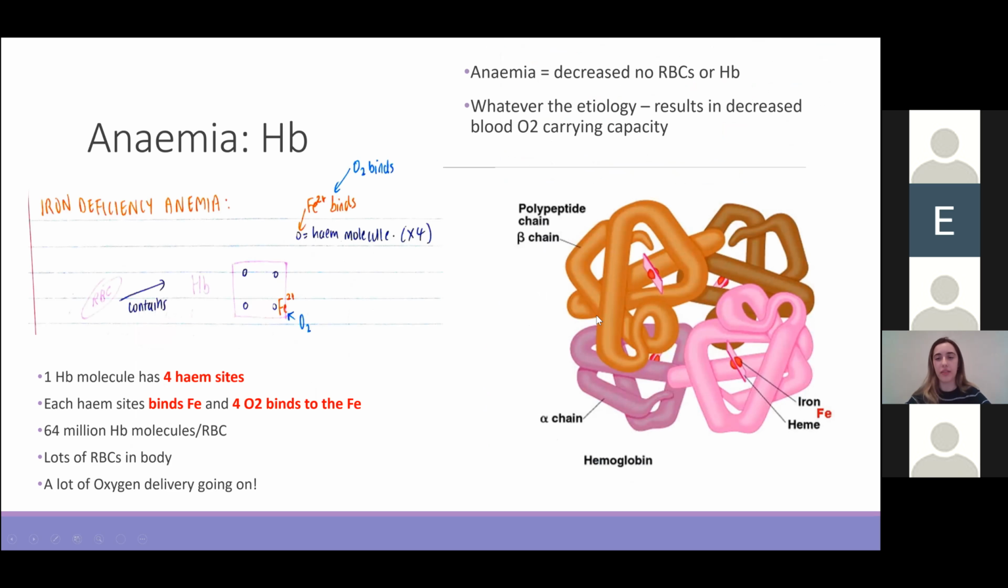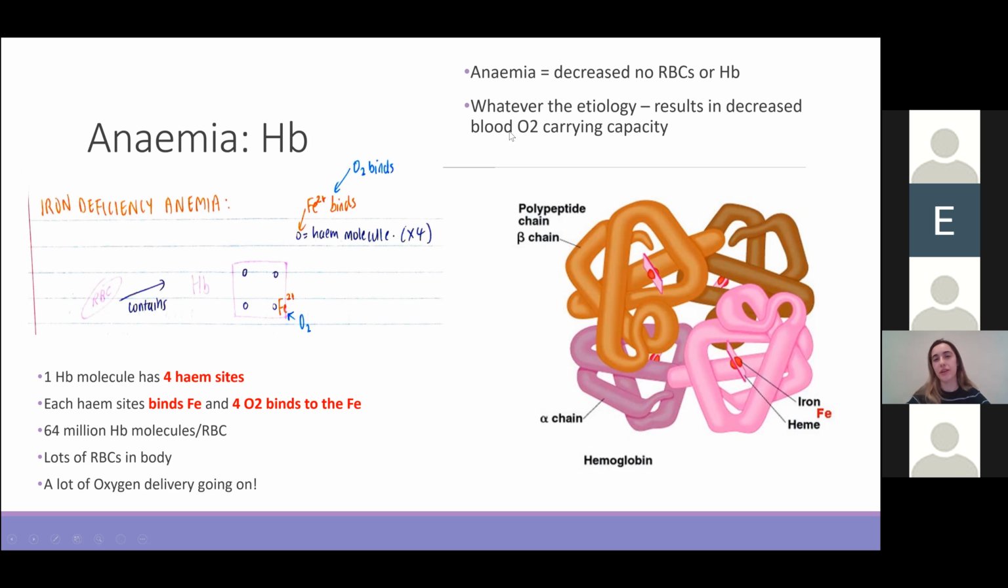So let's start with the hemoglobin molecule. Really basic, but it's good to understand. So you have 4 chains in your hemoglobin molecule, and in each chain a heme site. And each heme site binds iron. That's why iron's so important. And then your oxygen binds to each iron. So that's how oxygen is incorporated into the hemoglobin molecule. And obviously then you have heaps of hemoglobin molecules per red blood cell, and heaps of red blood cells. So you've got a lot of oxygen delivery going on.